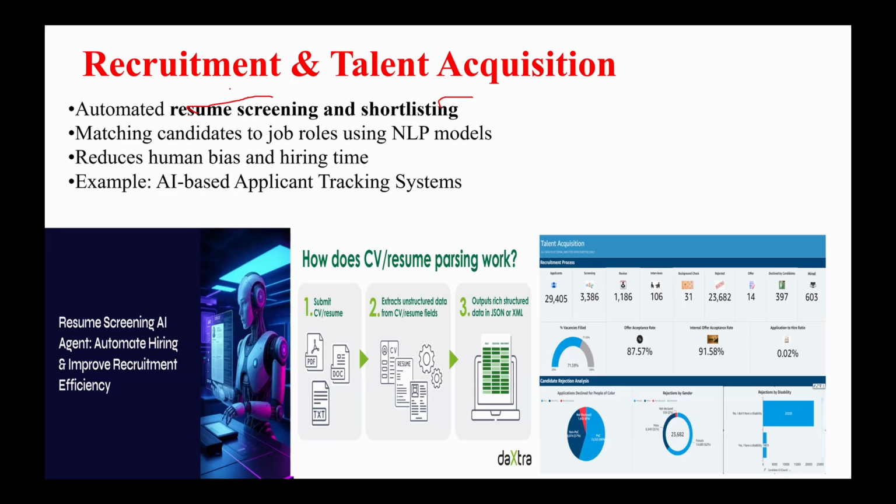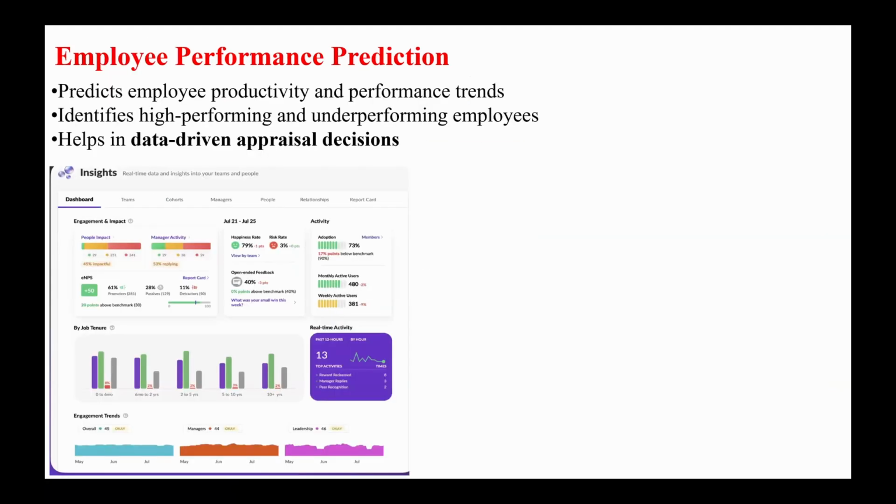But if you use an AI tool, or we can call it a deep learning model, you can automatically find the shortlisted resumes. It reduces human bias and hiring time. An example is an AI-based applicant tracking system. Coming to the next, employee performance prediction can also be done. Engagement impact factor, how much engagement, manager activity, and people impact can be found out.